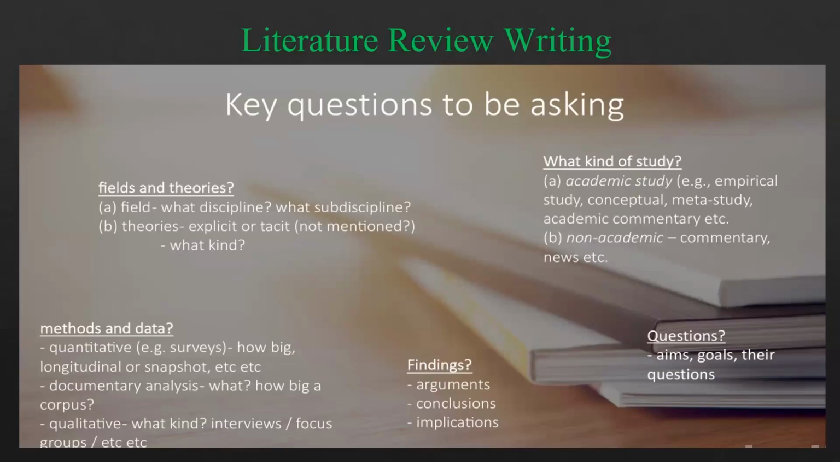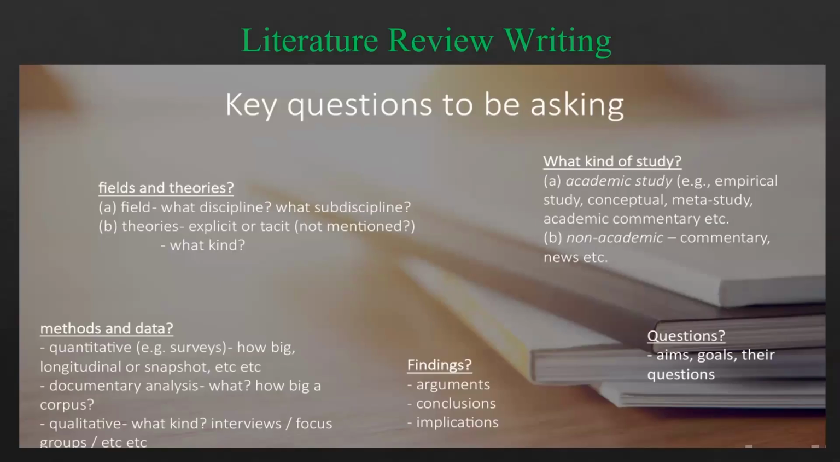And also the methods and data. So we've spoken about this earlier. How was that particular piece of information approached? How was a particular study approached? Did the author take a quantitative approach? Did they take a qualitative approach? Have they only analyzed documents or secondary data? Because all of these things can have implications for how you write up your literature review.